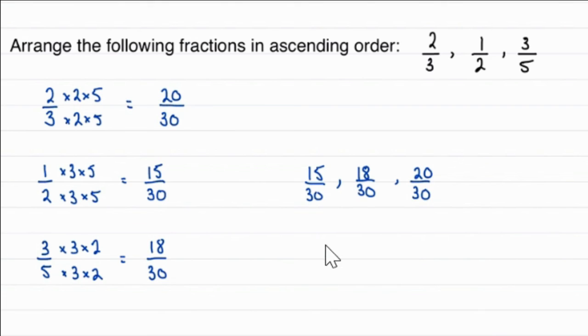And what we'll also do is, rather than keeping it in that form, we'll write it back in the original form. So 15/30 was 1/2. 18/30 was 3/5. And last of all, 20/30 was 2/3.